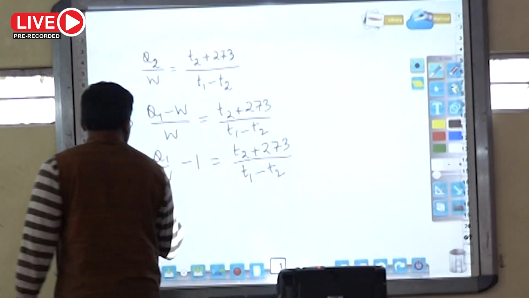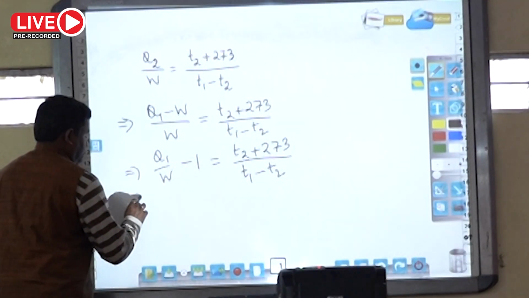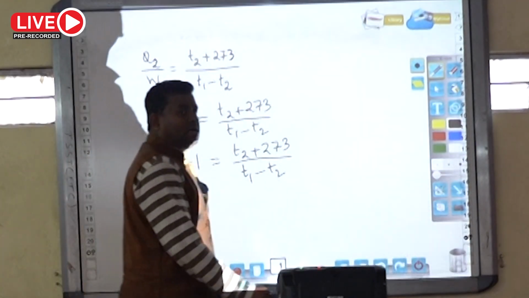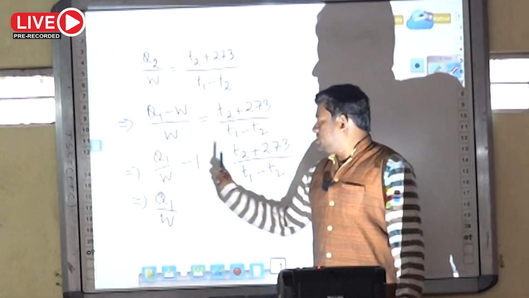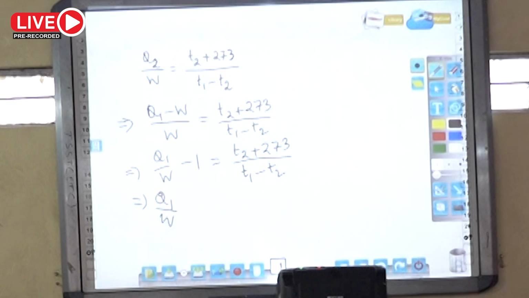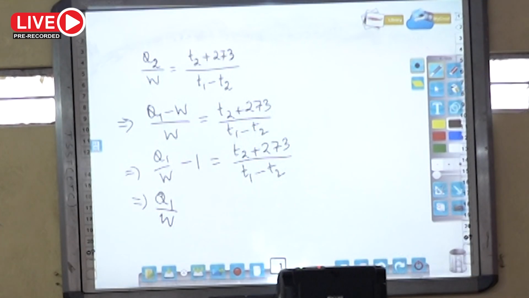That is required in the problem. So you have to find out the value of Q1 by W. So this one should be taken on that side and added, because that is the heat delivered to the room for each joule of electrical energy consumed. Q1 is the heat delivered to the room and W is the work done. So heat delivered for each joule.